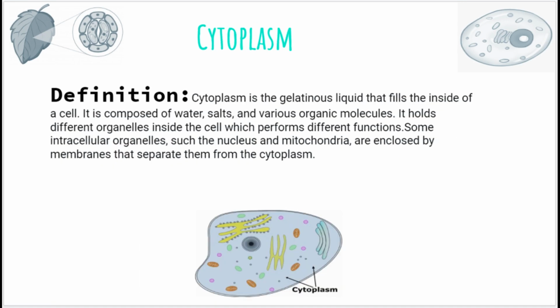Besides the plasma membrane, a cell contains a liquid portion inside the cell. This liquid portion is called the cytoplasm of the cell. The cytoplasm is the place inside the cell which contains different organelles that perform different functions. Among these is the nucleus. The nucleus is known as the brain of the cell.